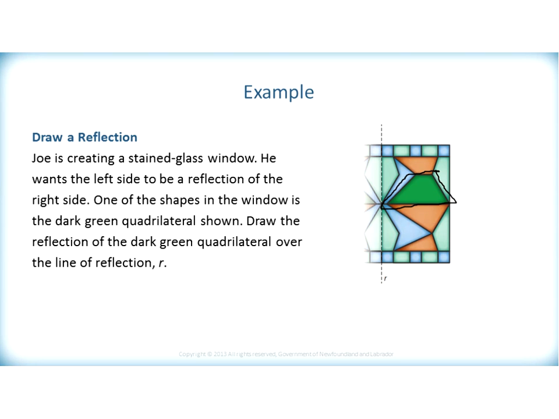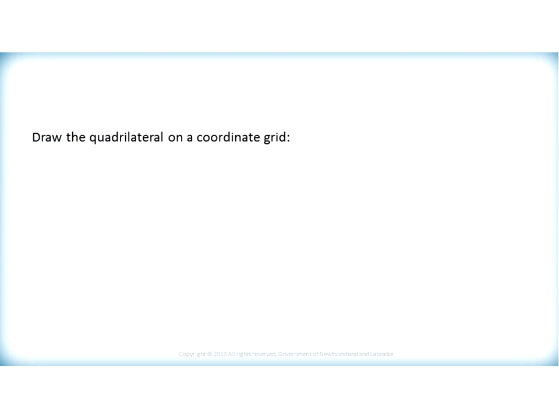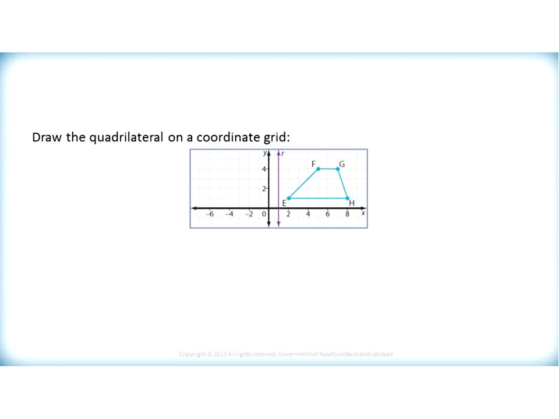Now, in this example, we call it a line of reflection. You might also hear the term axes of reflection. It's another term that's often used, but here is my line of reflection right here. That's R. So what we want is for our green quadrilateral to be a mirror image on the other side, to the left of that line of reflection. So we're going to start by drawing the quadrilateral on a coordinate grid. Here we go right here. So we have our points E, F, G, and H, and we've drawn in the line of reflection R.